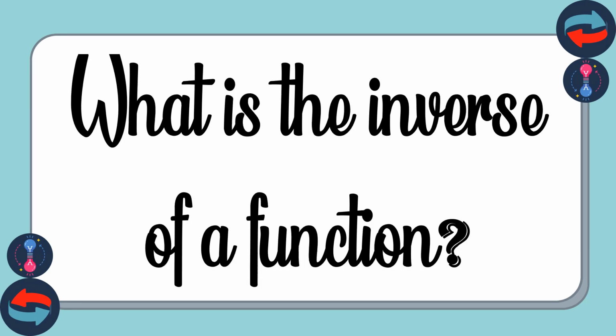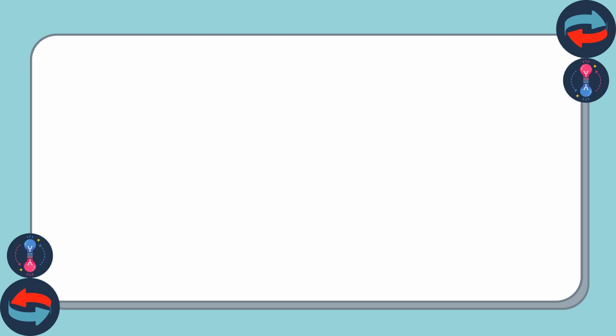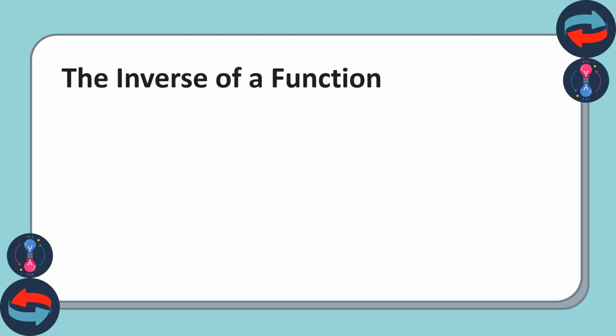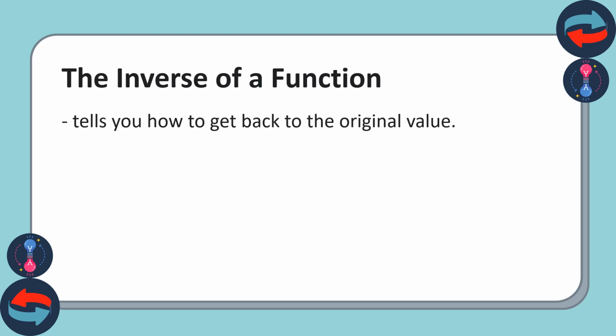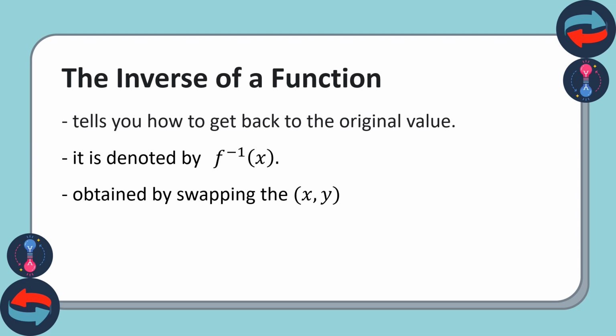What is the inverse of a function? The inverse of a function tells you how to get back to the original value, and it is denoted by f⁻¹(x), which is read as the inverse of f of x. It is obtained by swapping the x and y coordinates of the original function to y and x coordinates.